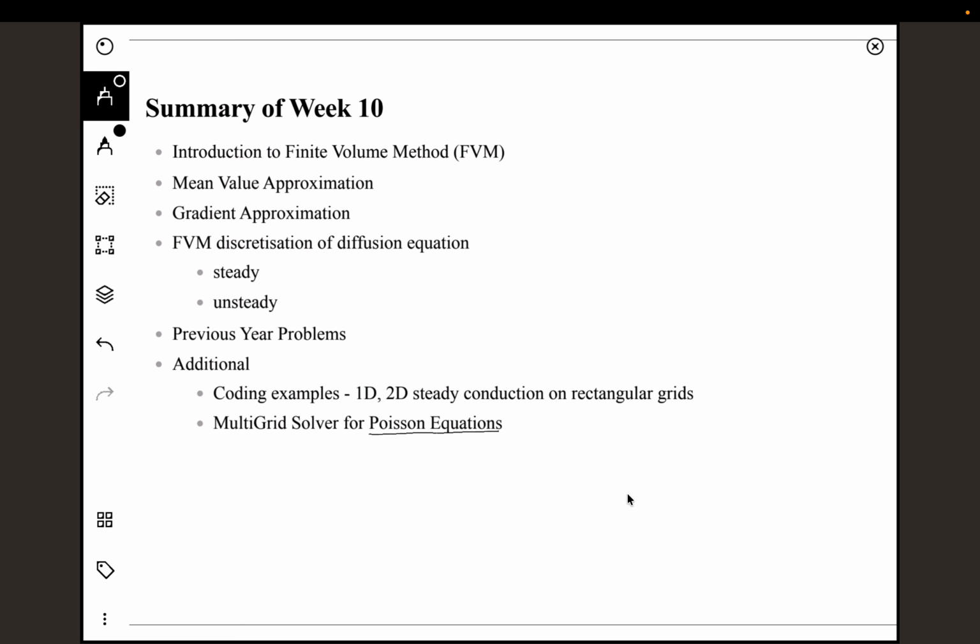One of the solvers that is used is a multigrid solver. If you are using OpenFOAM or any other tool, you already have these things built in, even in Fluent also. So we will discuss the main idea behind this multigrid solver, the intuition behind that. We will see an implementation of that in Julia, and then we will conclude this week's session.